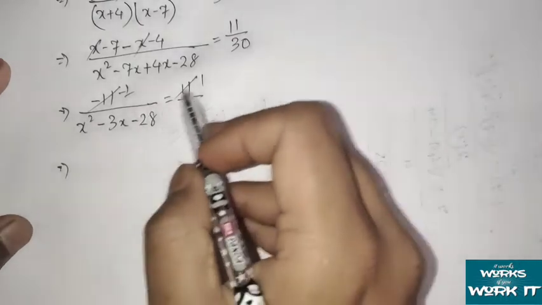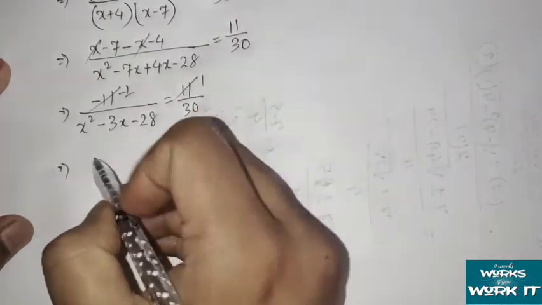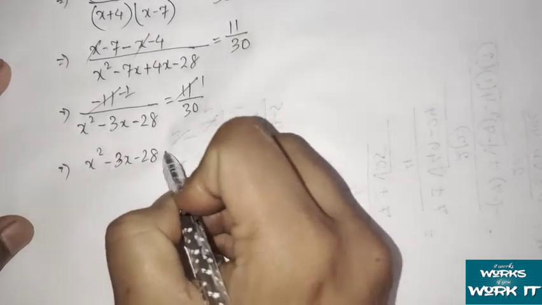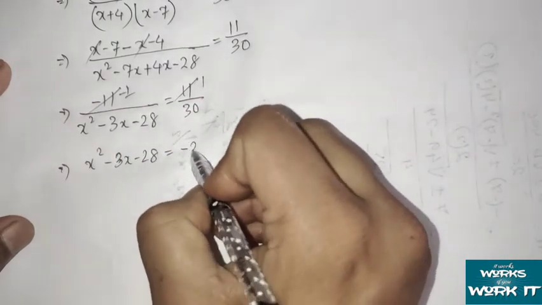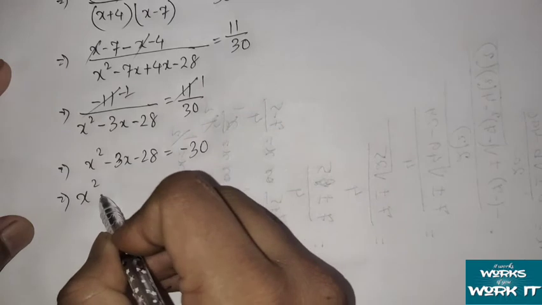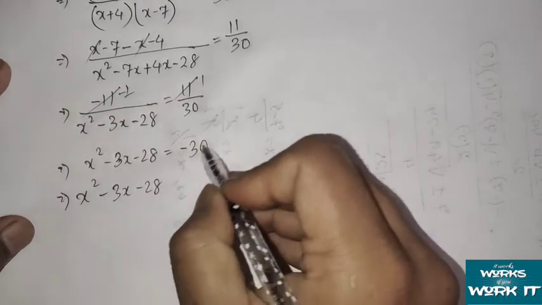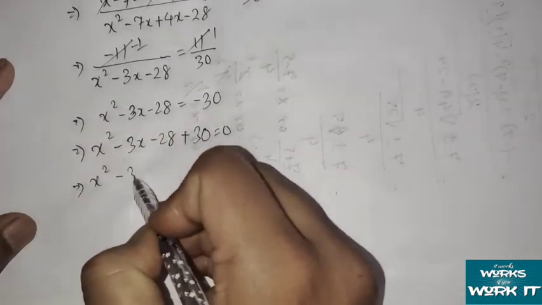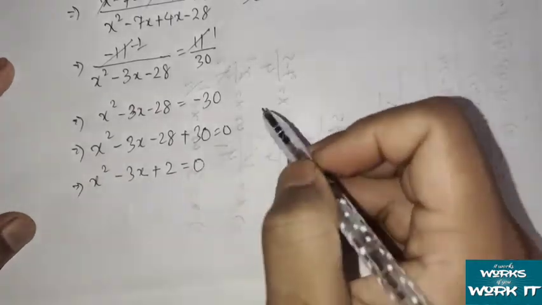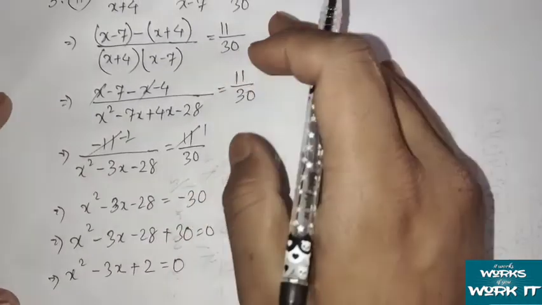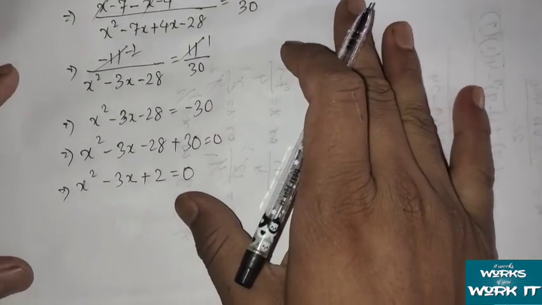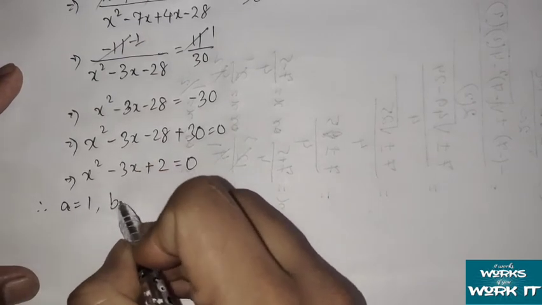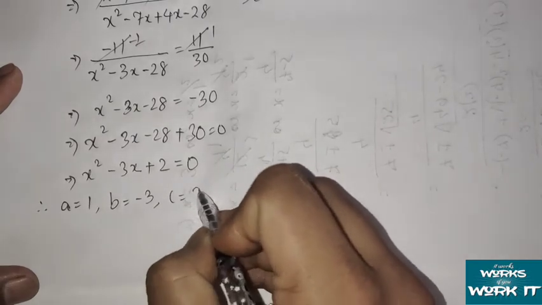Now we will bring this to the right hand side, multiplying with 1, so it gives x square minus 3x minus 28 equal to minus 30. Let's bring the right hand side to the left hand side: minus 28 plus 30 equals 0. So x square minus 3x plus 2 equals 0. Whenever such different types of equations come, always try to solve using the quadratic formula. So from here we are getting a as 1, b as minus 3 and c as 2.